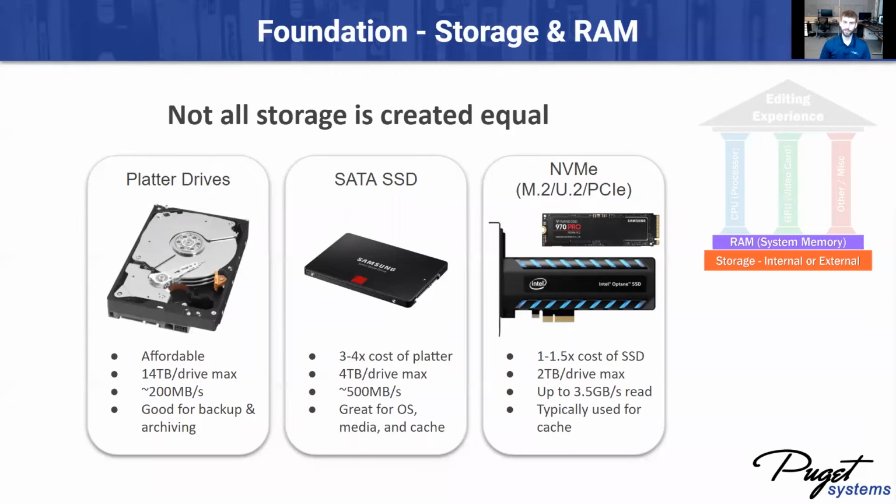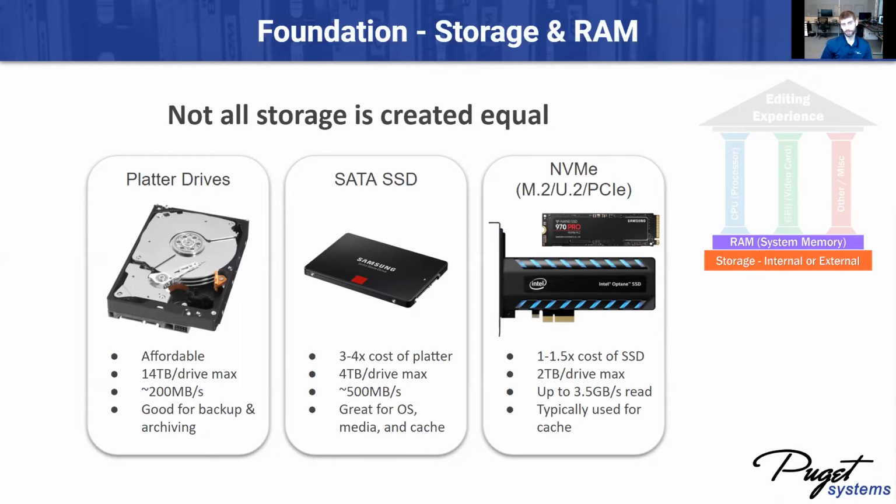They come in a bunch of different form factors. There's M.2, that's the one on the top that looks kind of like a stick of gum. There's U.2, there's PCIe, which is kind of similar to video cards. The biggest thing is that they can be slightly more expensive than a SATA SSD. Some of them are actually about the same price. They're smaller drives though, so only about 2 terabytes per drive max.